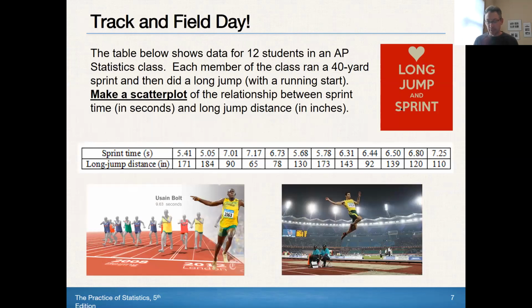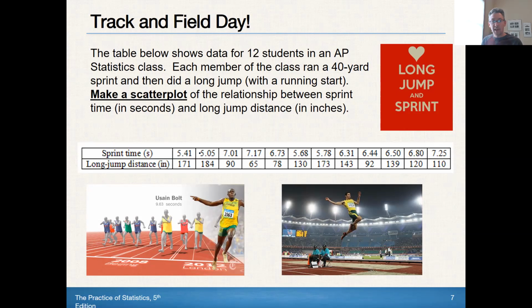All right, break out your calculators. If you don't have them out yet, you're going to need them here. We're going to try and make our first scatter plot on your calculator. So we're looking at something here on a track and field day, and it says the table below shows the data for 12 students in an AP Stats class. We had each of those 12 students run a 40-yard sprint, and we recorded their time in seconds. Then they did a long jump with a running start, and we recorded their long jump distance in inches. So the question is saying, can we make a scatter plot of the relationship between sprint time in seconds and long jump distance in inches?